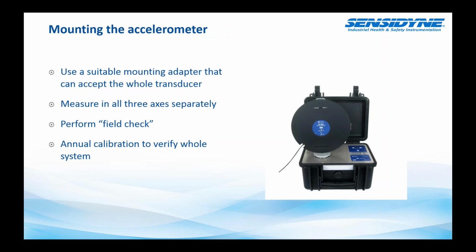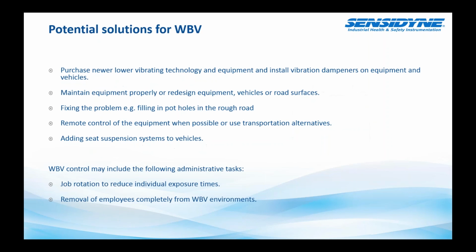So our solutions for whole body vibration, we can think about producing or purchasing newer, lower vibrating technology. The manufacturers are all the time trying to reduce the vibration that their equipment produces. They have vibration dampeners on the vehicles to try and cut this down. They have suspension on the seats. Sometimes it works, sometimes it doesn't. You have to obviously maintain the equipment properly.